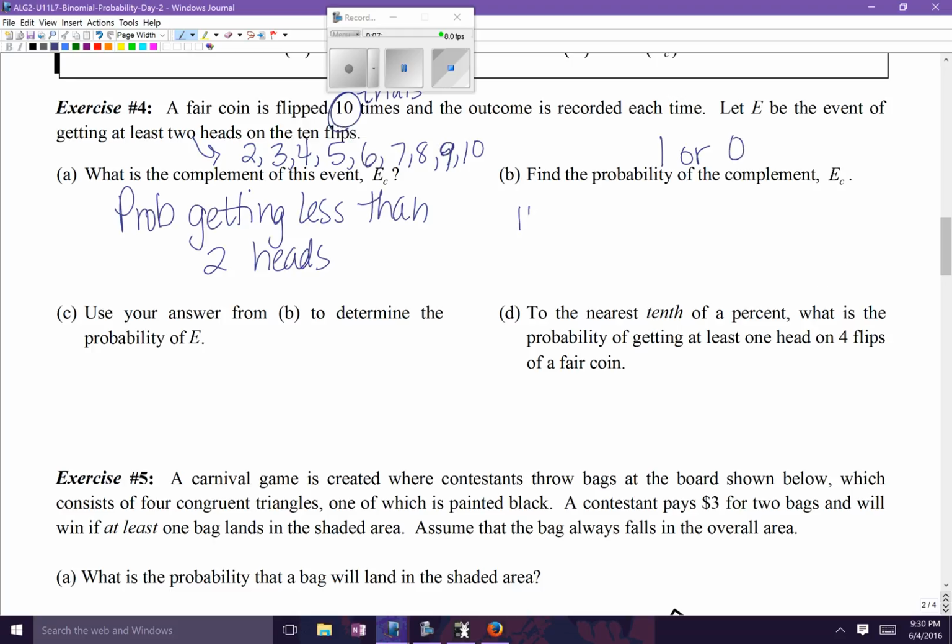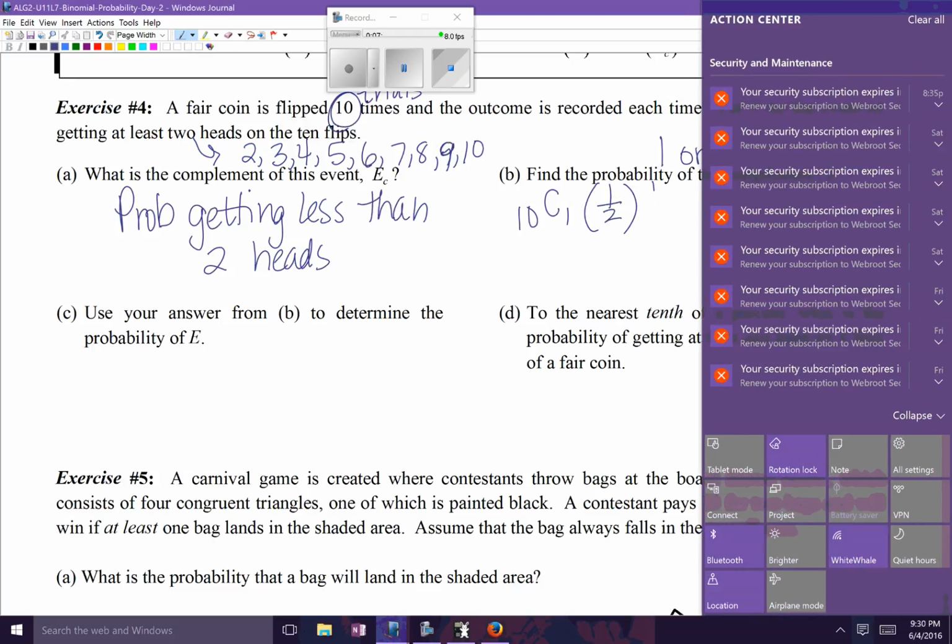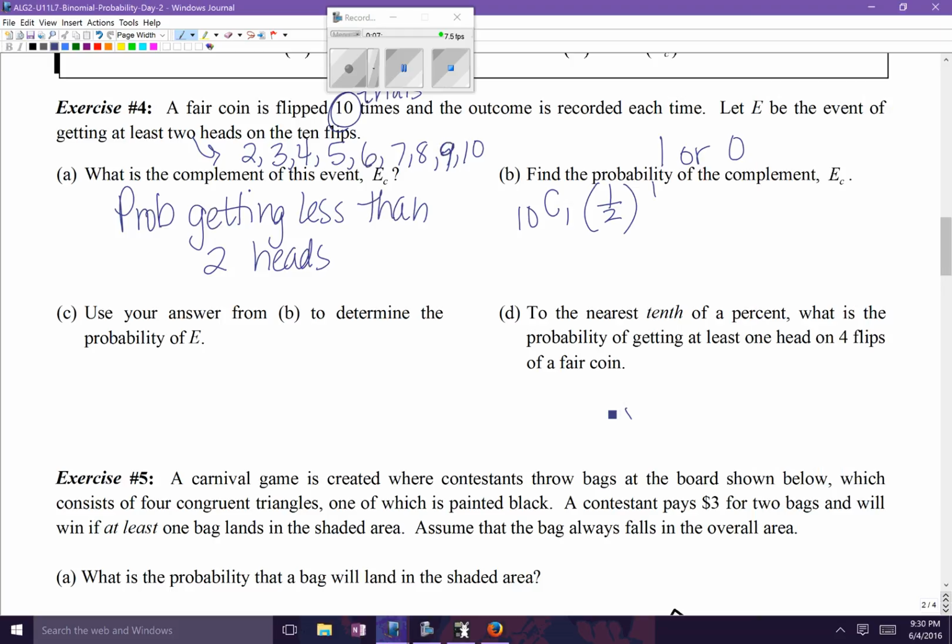So we would have 10 choose 1. The probability of being successful is 1/2 raised to the 1. And then we have 1/2 raised to the 9th. Plus, we would then have to take the probability of 10 choose 0, 1/2 raised to the 0, 1/2 raised to the 10th. If you do these calculations, you get 11 out of 1024.